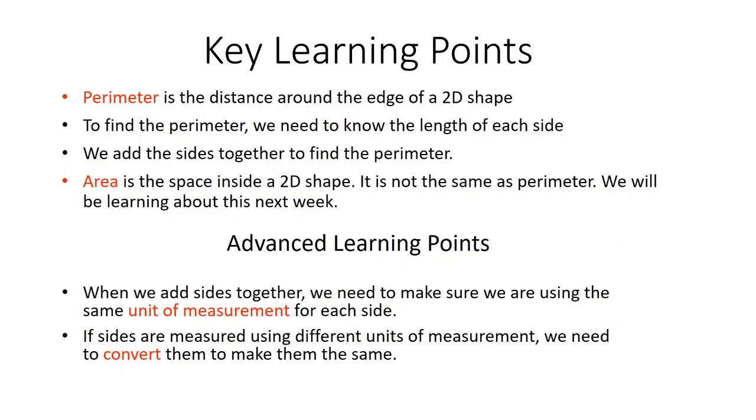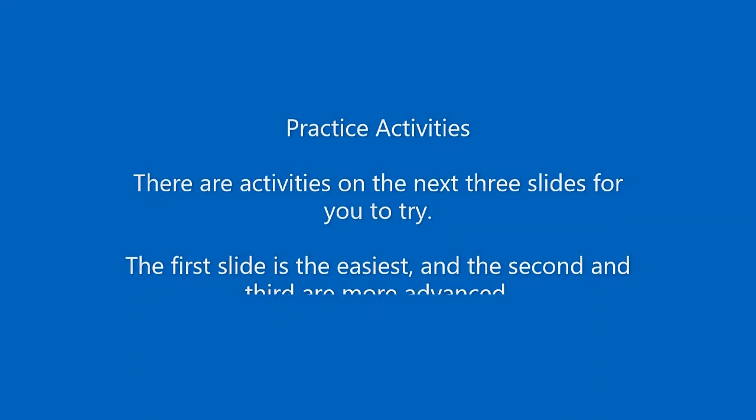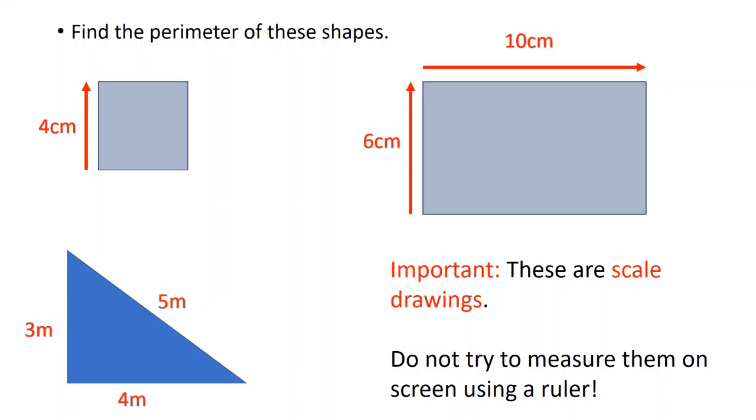For today, I've got some slides here that will give you some practice at finding perimeter. So it sounds obvious, I've just put down in the bottom right corner here, these are scale drawings. Don't try and get a ruler out and measure them on the screen, that won't work. I've got a square, a rectangle and a triangle. If you want to try and work out what the perimeter of these shapes would be, that would be great. You don't have to leave the answers anywhere, but this is just some practice for you.